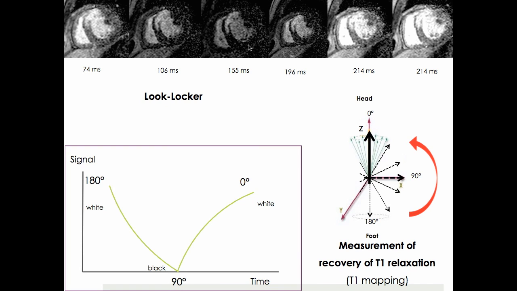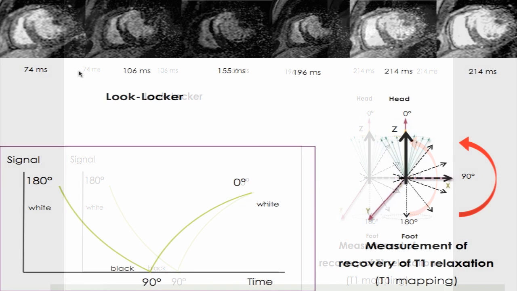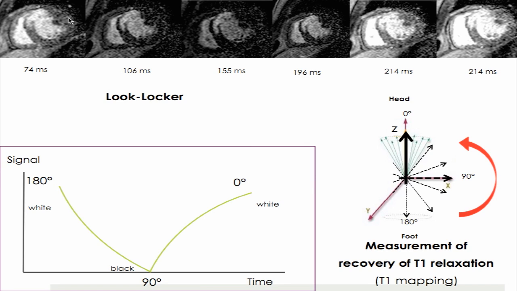Here above come the separate images obtained with the Look-Locker sequence as T1 relaxation recovers with time. One can observe bright images at the beginning of the process, turning dark in the middle of it, and again returning to bright images at the end of it. This is mirrored in our signal-to-time relationship curve, with a decrease of signal to the point of crossing 90 degrees or null point, followed by an increase in signal as magnetization recovers into its original position.